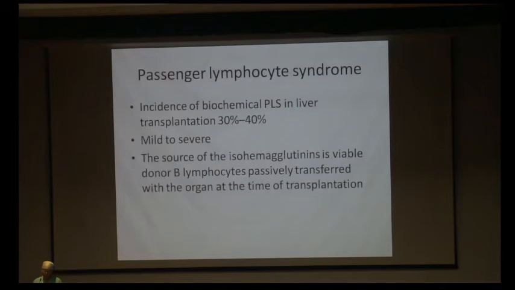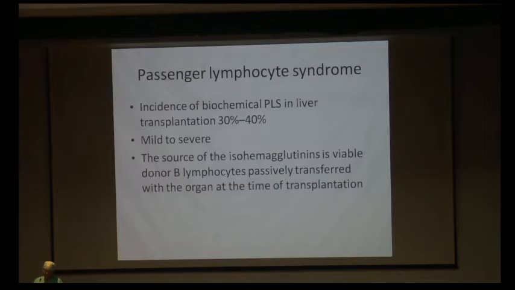Now this entity, passenger lymphocyte syndrome, used to be there. It is just a milder form of GVHD where the donor's B cells attack the red cells of the recipient, leading to a picture of hemolysis. Initially it was not much reported, but now people have realized that the incidence of biochemical passenger lymphocyte syndrome can be around 30 to 40%. Most of the time it's mild, but it can be severe.